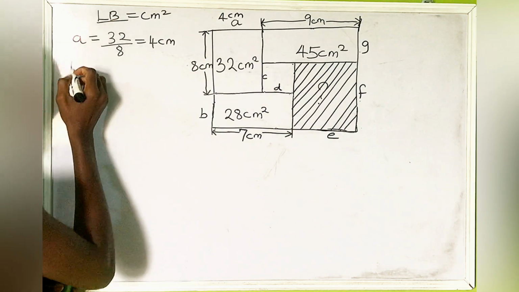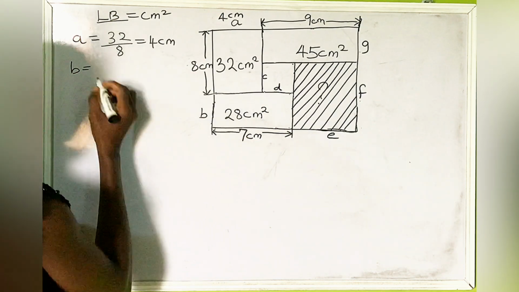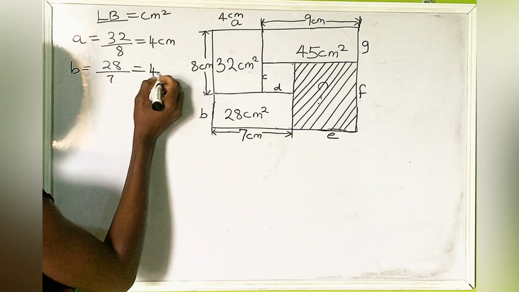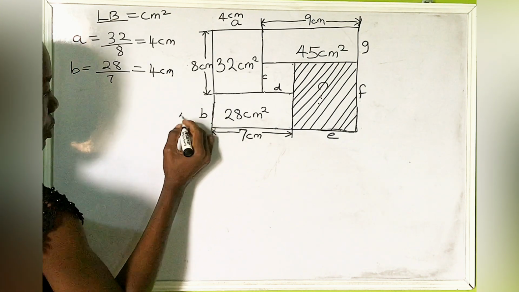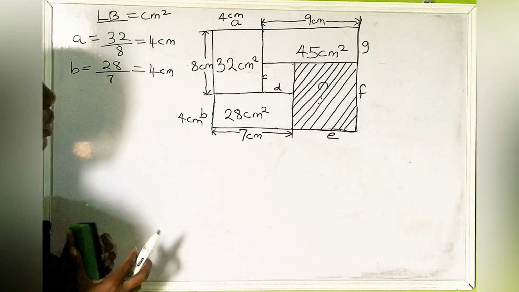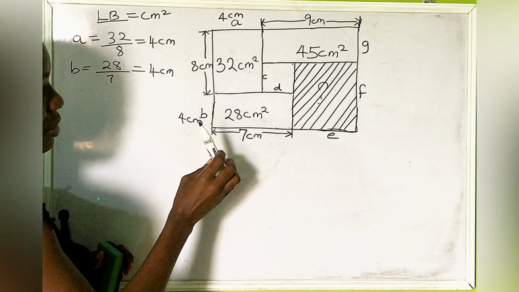Now let's go our B. Here is 7 and we don't know this value of B. So it becomes 28 over 7 is 4 centimeter. So our B is what? 4 centimeter as well.